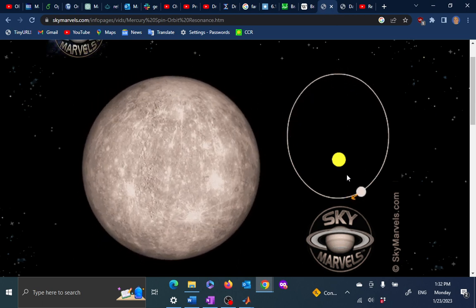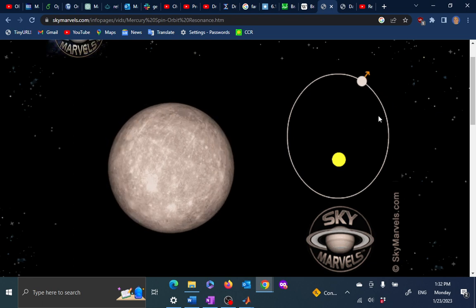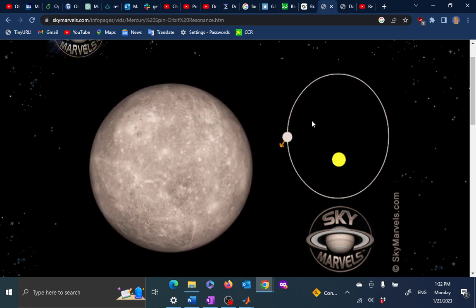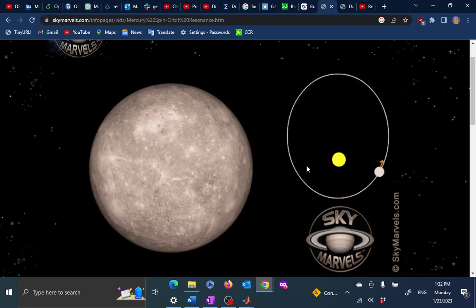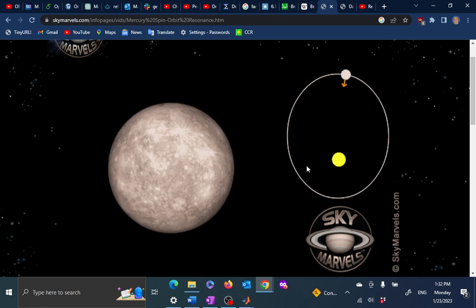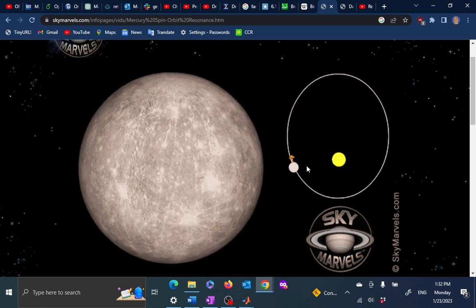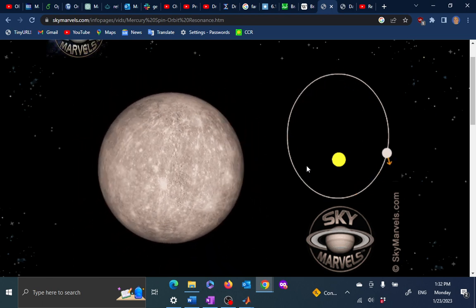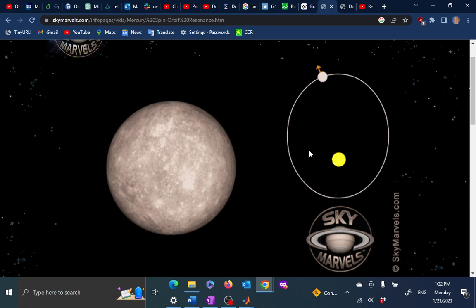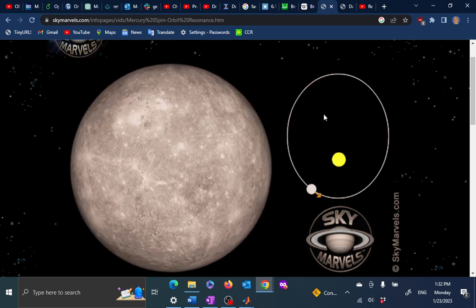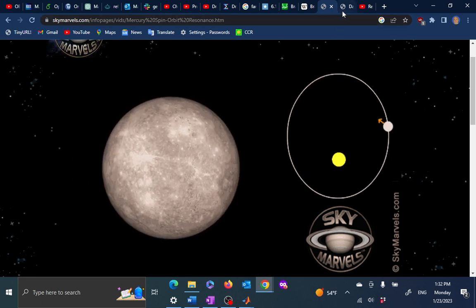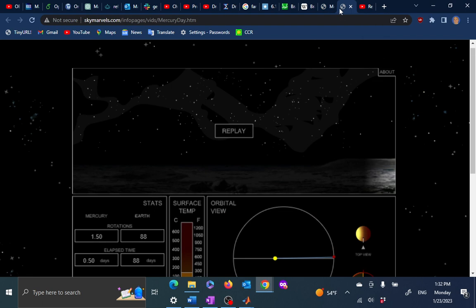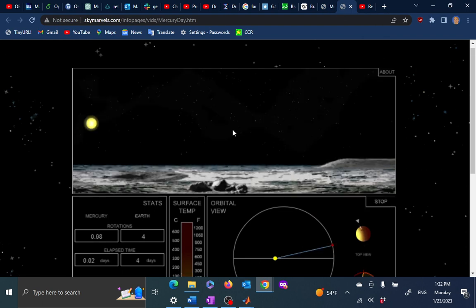This arrow that you see here is showing that Mercury is turning around its own axis at the same time that it's turning around the Sun. However, the combination of these two motions makes it quite a complicated and interesting phenomena. So here is how things might look on a day on Mercury.